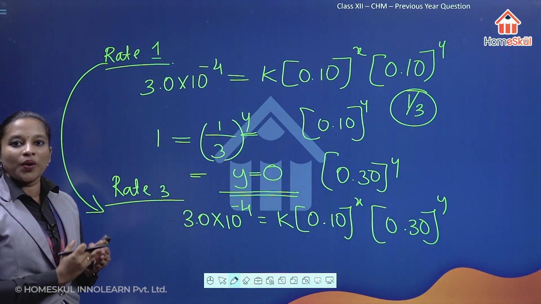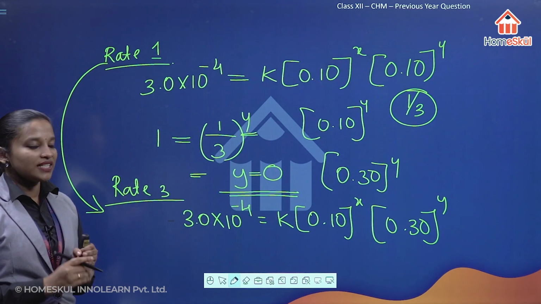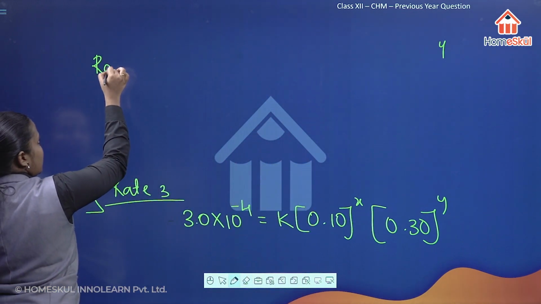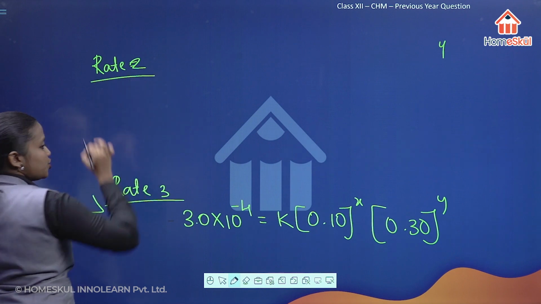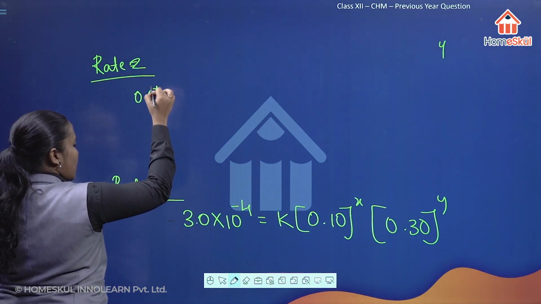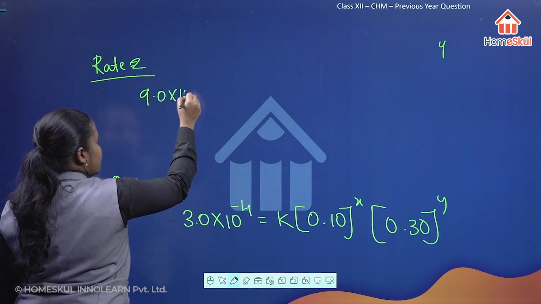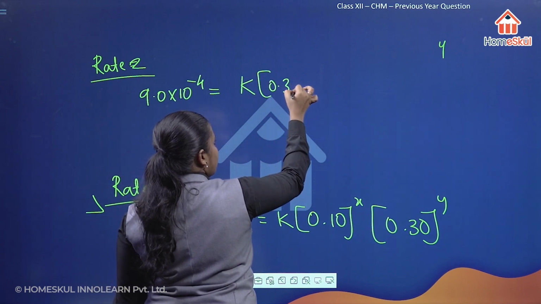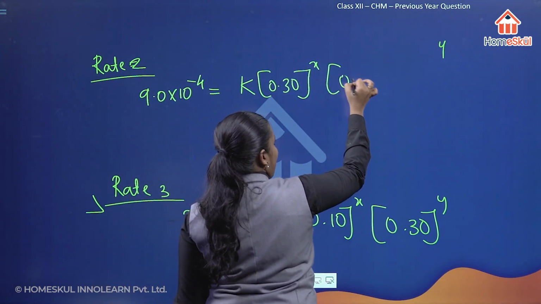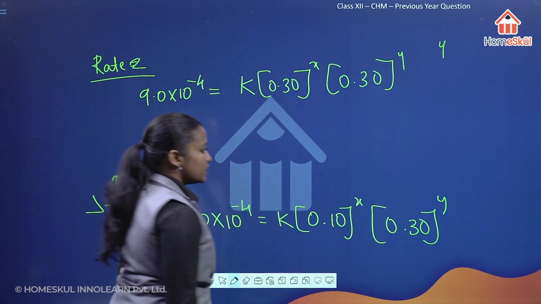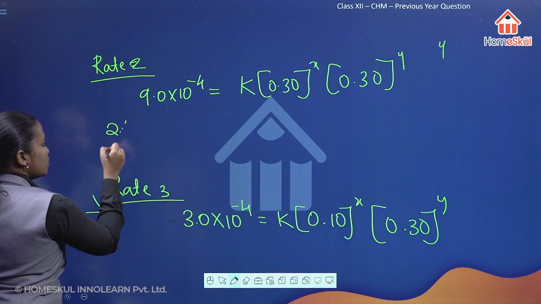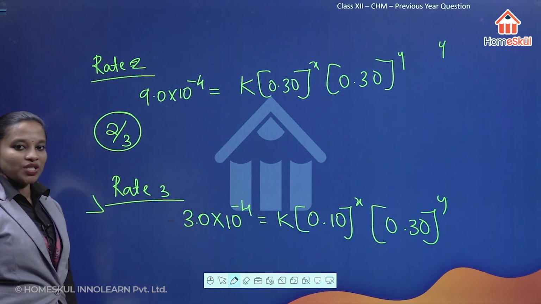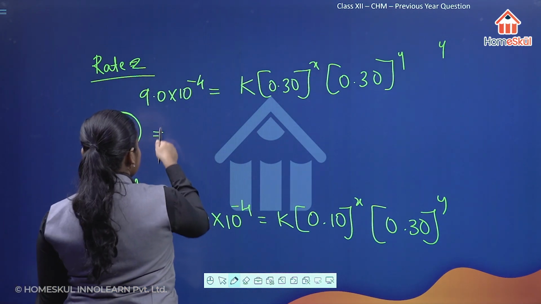Now, we are going to calculate what the value of x is. We know the expression that 9.0 into 10 raised to minus 4 is equal to k into 0.30 raised to x into 0.30 raised to y. So, let's do 2 by 3 here. Divide equation 2 with equation 3. Let's see what happens here.